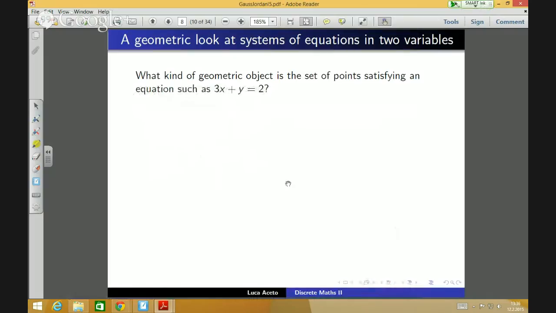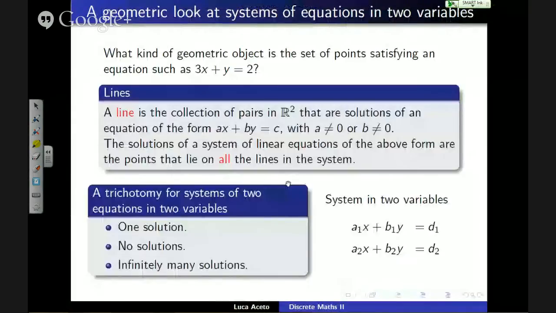So what lesson have we learned? The following thing. The solutions of a system of linear equations in two variables are the points that lie on all of the lines. There can either be one solution when all the lines intersect in exactly one point, no solution when you have parallel lines, and infinitely many solutions when the lines are all one on top of the other. They're all the same.